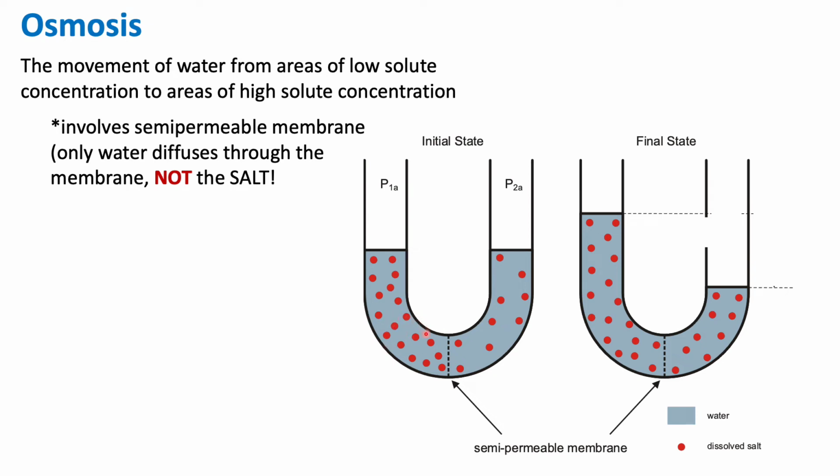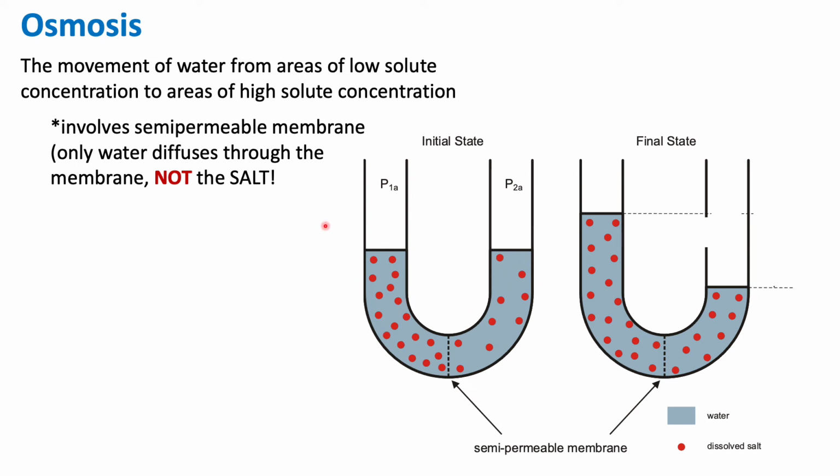And now, you may wonder, when does the water stop moving to the other side? Well, the water is going to stop moving to the area of higher solute concentration until both of the concentrations on each side are in equilibrium with one another. So they're going to be equal.